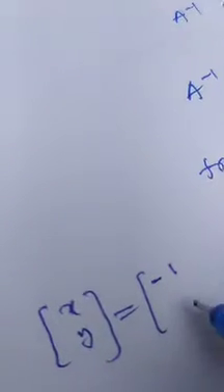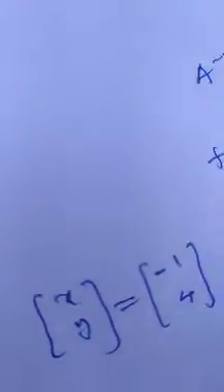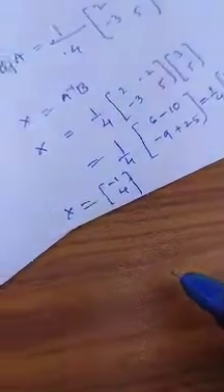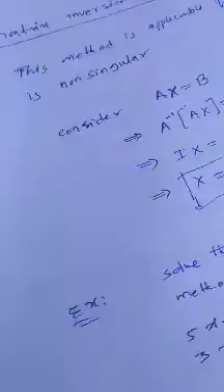What is capital X? XY. XY equal to minus 1, 4. Right? Capital X means XY. XY equal to minus 1, 4. So therefore here we got X is minus 1, Y is 4. So this is the solution: X equal to minus 1, Y equal to 4. Okay, for a 2 by 2 matrix. The same procedure you can apply for a 3 by 3 matrix also.